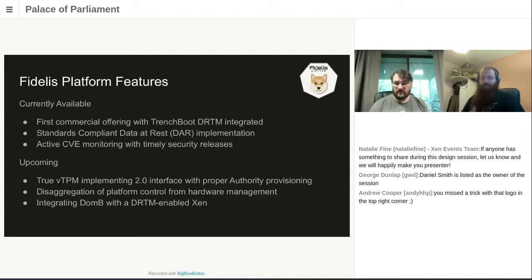We're going to increase the disaggregation of platform control. So we're going to get the hardware management and the platform control isolated. Right now, they're all inside of Dom0. We're going to break that up. And we'll be integrating DomB with a DRTM-enabled Xen as those capabilities become available.